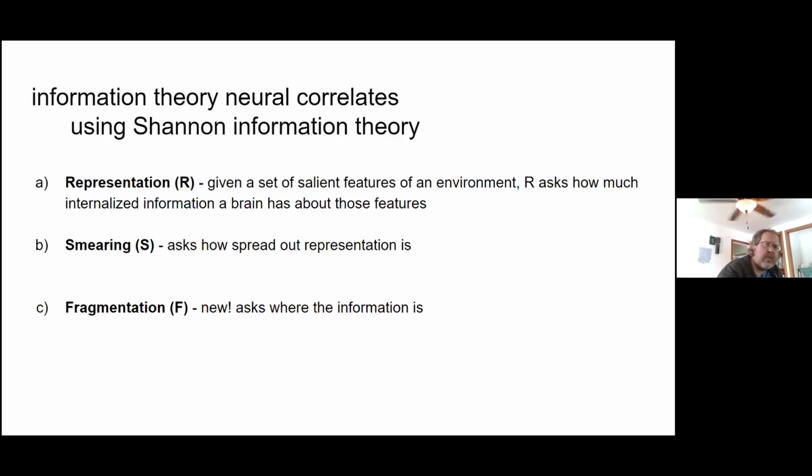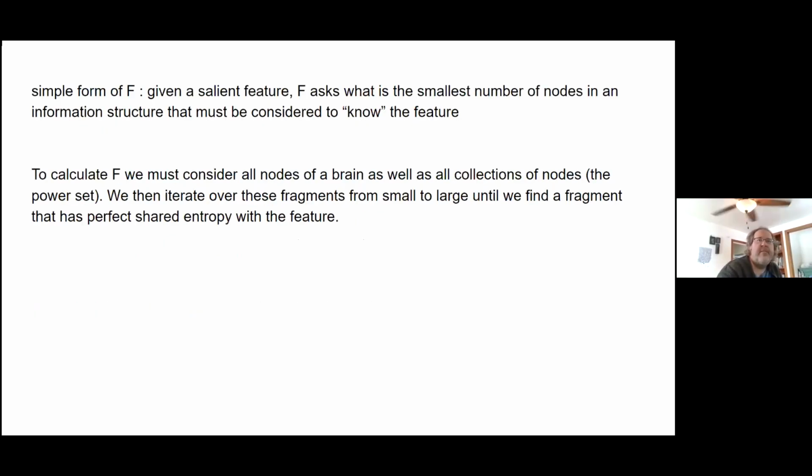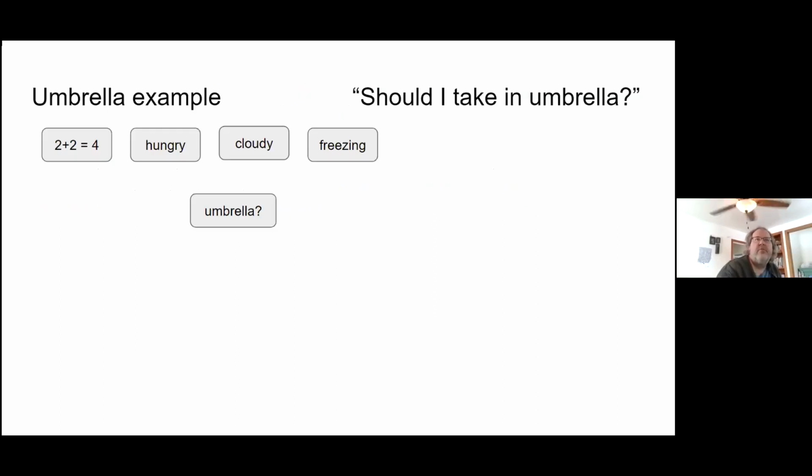So there are two ways that we can talk about fragmentation. First, there's a simple form, and that is if we're given a salient feature, some feature about the environment, fragmentation asks what's the smallest number of nodes in an information structure that must be considered in order to know the feature. In order to calculate, actually, I'm going to do this better. So I'm going to give you an example.